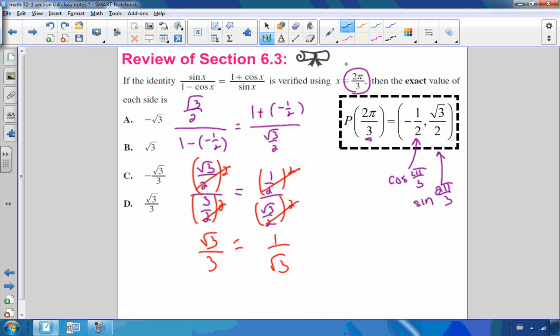So those don't appear at first look to be equal, but if I were to rationalize my denominator, multiply top and bottom by root 3, I would get root 3 over 3 equals root 3 over 3. So now that I have the same on both sides, I'm convinced that my answer is correct, and my answer would be D.